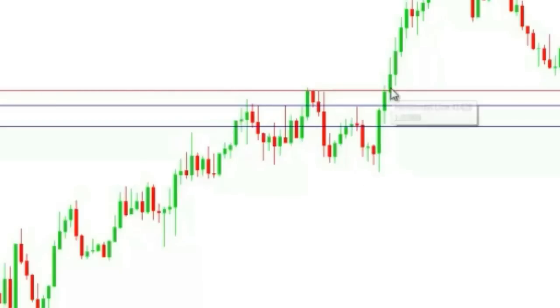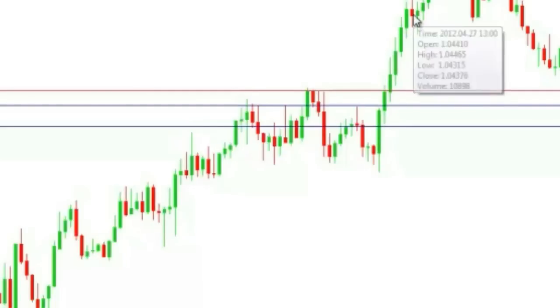So let's move to the next day. We saw a move really out of London on Friday, kind of pushed the odd up. So here we are.